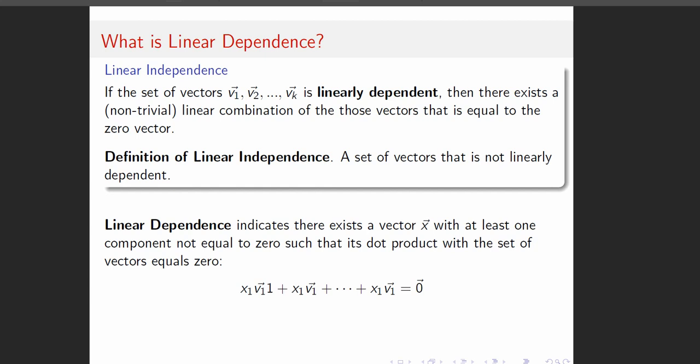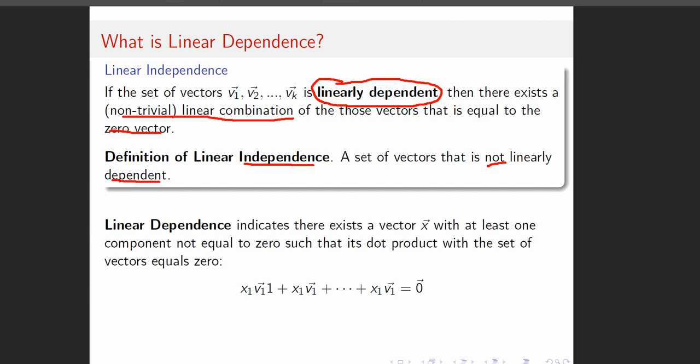Okay, so if we have this set of vectors, they're called linearly dependent if there exists a non-trivial linear combination of the vectors that is equal to the zero vector. Now what's this non-trivial bit? Well, we'll get to that. And so the definition of linear independence is a set of vectors that is not linearly dependent. So instead of defining linear independence, we're defining what it means to be linearly dependent. One of these non-trivial linear combinations of the set of vectors that's equal to the zero vector, that's linearly dependent, right? And then independence is not dependent.